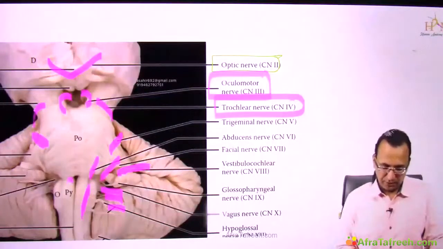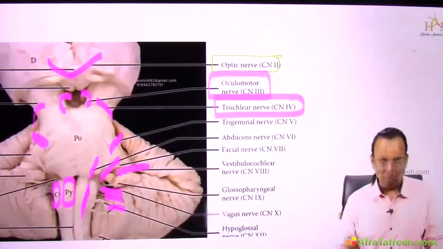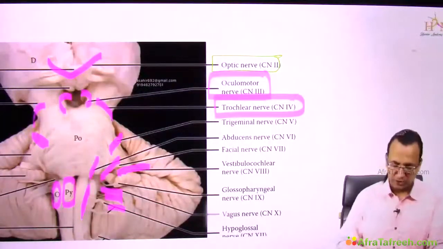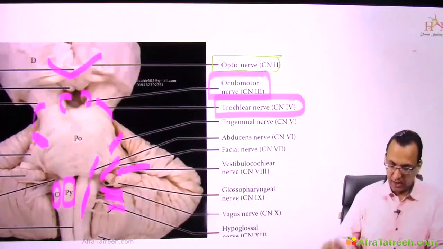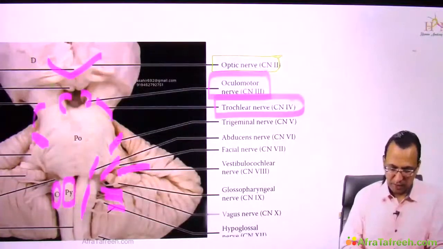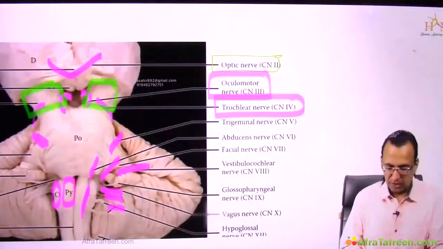This is the pyramid, which is more anterior. That is the olive, which is more posterior. They are present on the front side of the medulla oblongata. This is the pons. And here you have the crus cerebri of the midbrain. Crus cerebri of the midbrain.